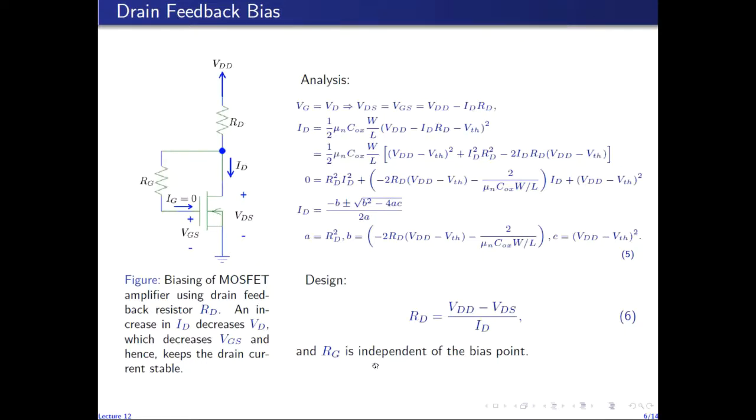So RG again is independent of the bias point, and given the bias point, we can invert this expression to solve for RD. So given ID and VDS, we can find RD. So you can use this set of expressions to analyze and design the drain feedback bias.